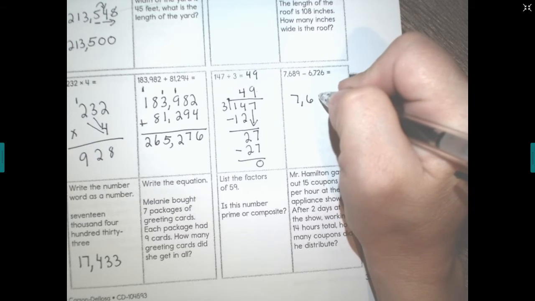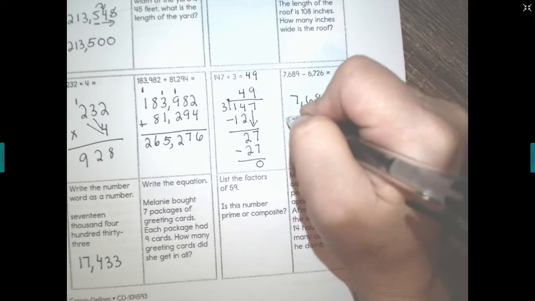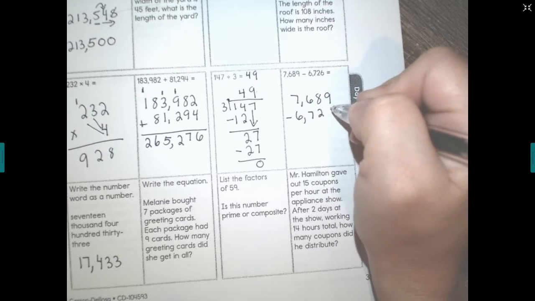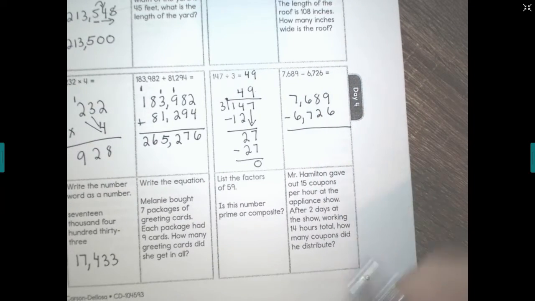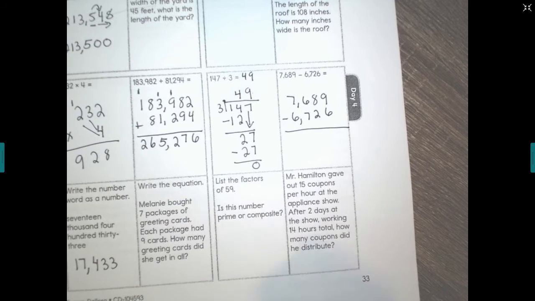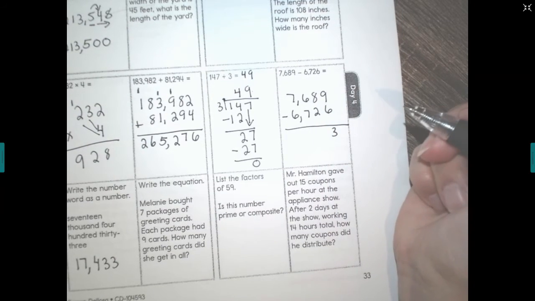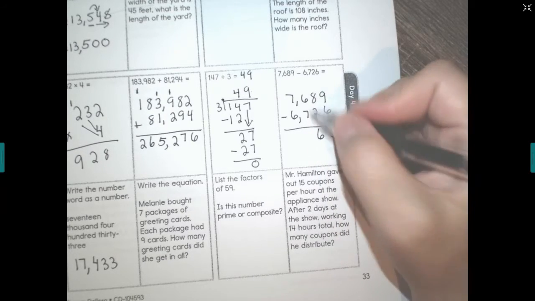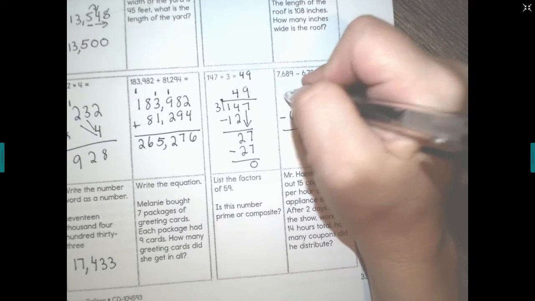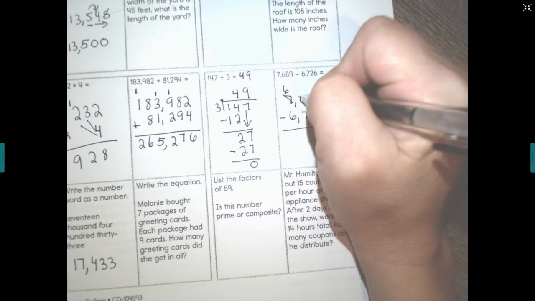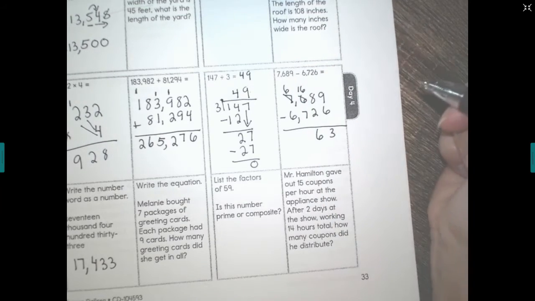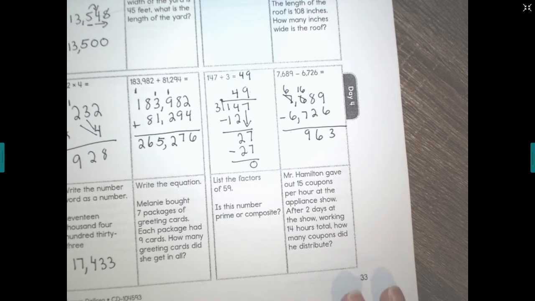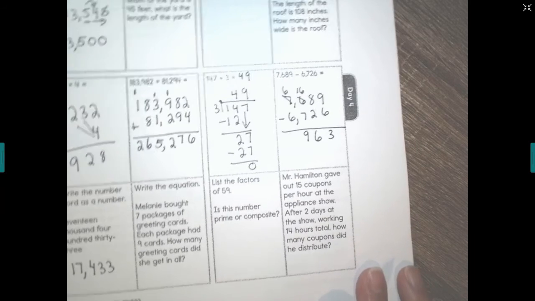All right, so now I'm going to do some subtraction. So I'm going to rewrite these numbers so that I can stack them on top of each other to help me with subtraction. All right, so 9 minus 6 is 3. No regrouping. 8 minus 2 is 6. So far, easy peasy. 6 minus 7 I can't do, so I'll go next door. This becomes a 6. This becomes 16. 16 minus 7 is 9. And 6 minus 6 is 0. So you should have gotten 963.